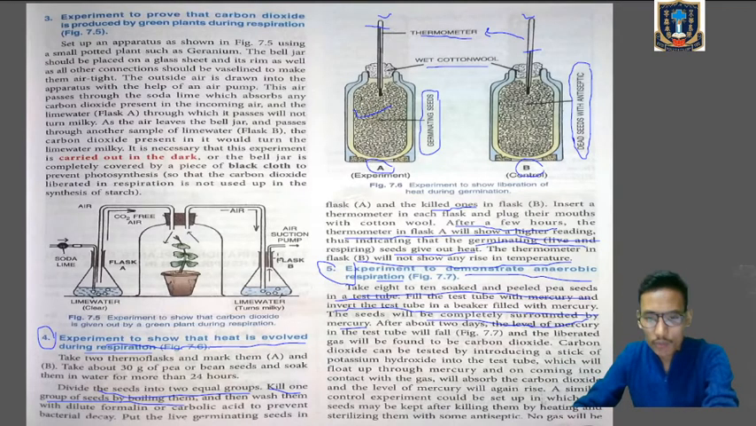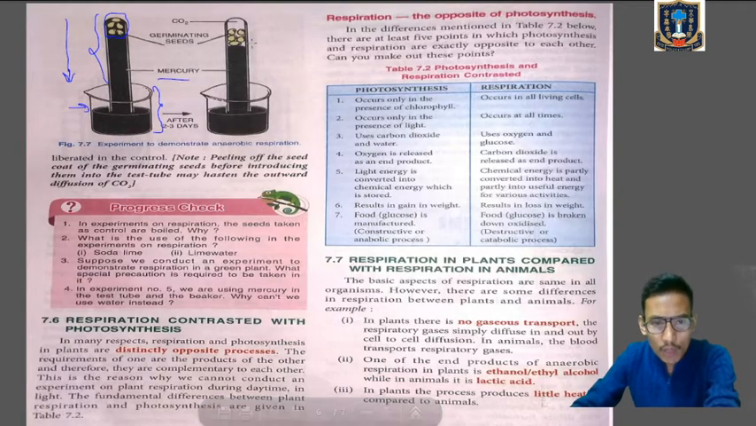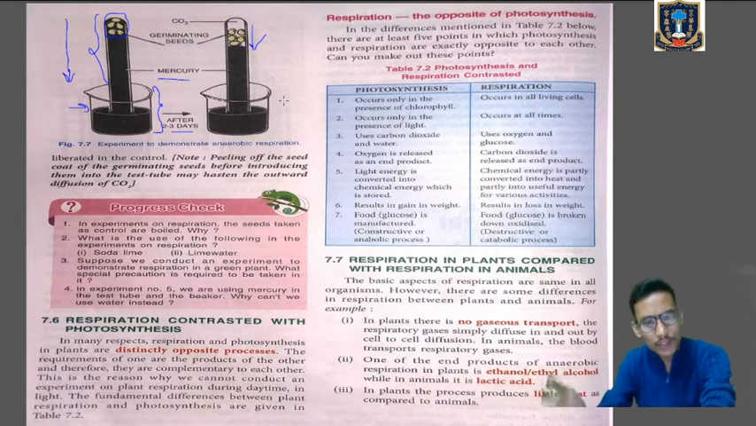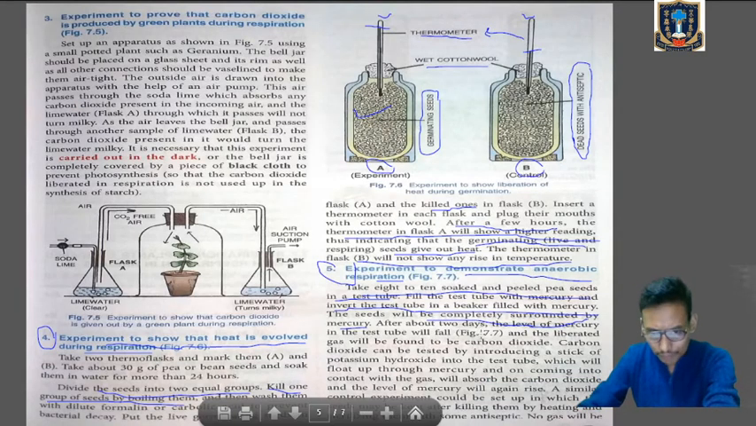Okay, now next one. After about 2 days, the level of mercury in the test tube will fall. After 2 to 3 days, what we'll observe is that the level of mercury has decreased in the test tube. Clear? Now the liberated gas will be found to be carbon dioxide.